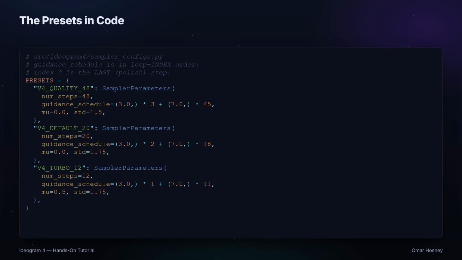Quality is 45 steps at guidance 7 followed by 3 polish steps at 3. Turbo squeezes that into 11 plus 1. Adding your own preset is just adding a dictionary entry.